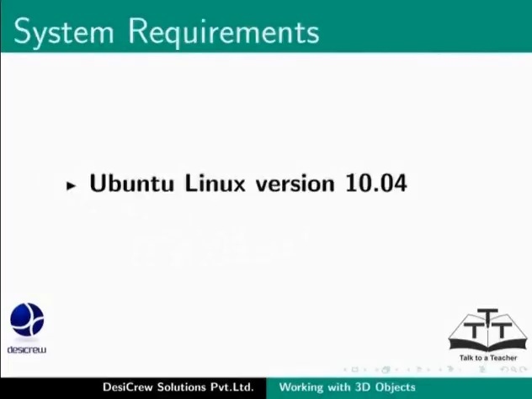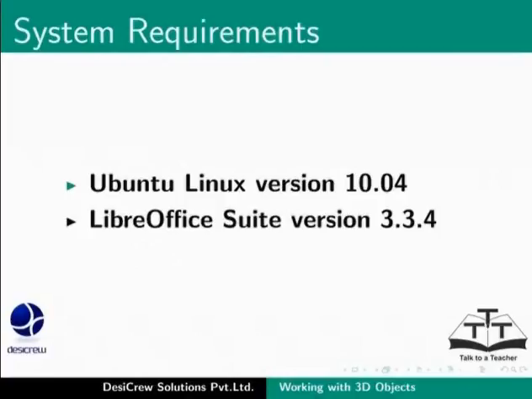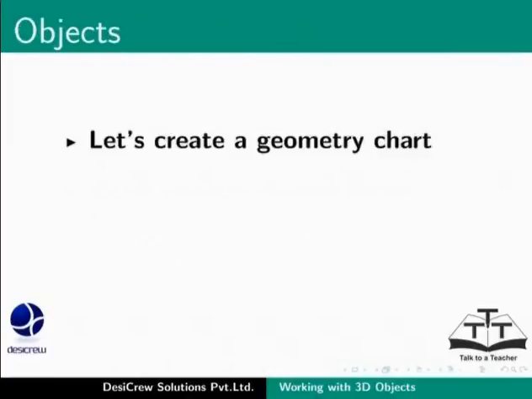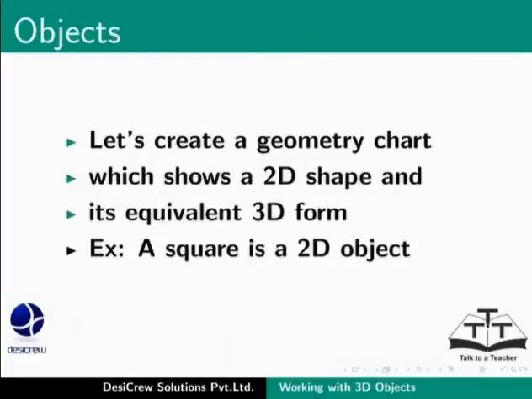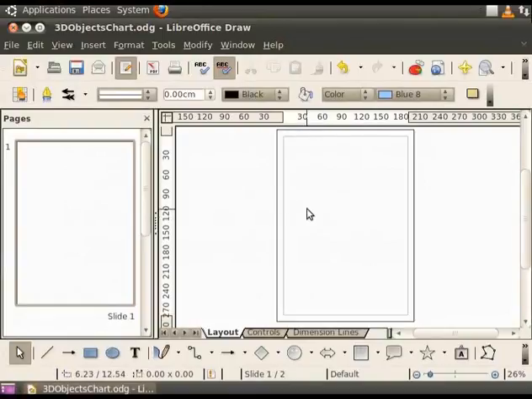Here, we are using Ubuntu Linux version 10.04 as our operating system and LibreOffice Suite version 3.3.4. Let's create a geometry chart which shows a 2D shape and equivalent 3D form. For example, a square is a 2D object, a cube is its 3D form. We have a new draw file here named as 3D Objects Chart.